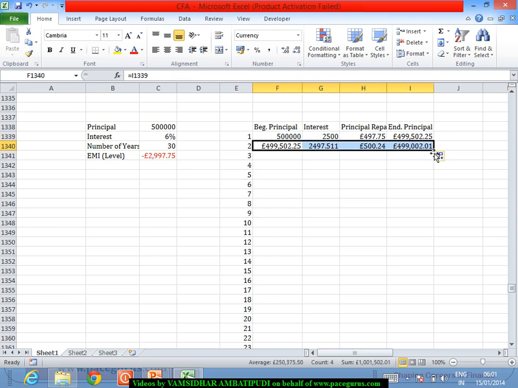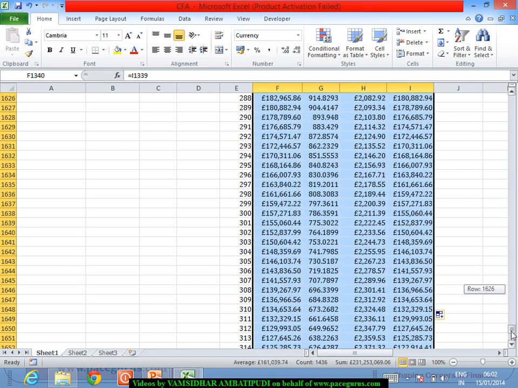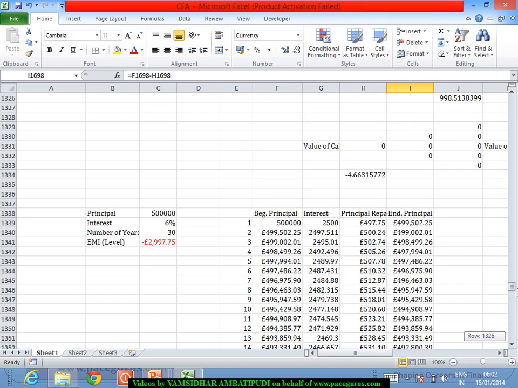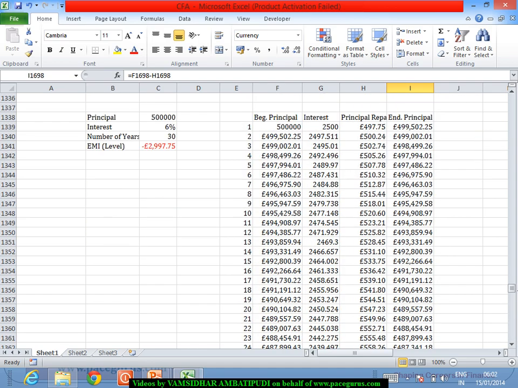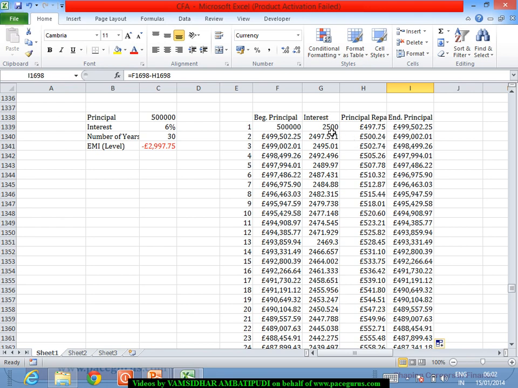Now when I drag this across, go down, you see by the end of the 360th month, the principal that is outstanding is 0. This particular table is what we call the amortization schedule. This particular table is what we generally classify as an amortization table, a schedule containing the principal as well as the interest repayments of any kind of a loan.